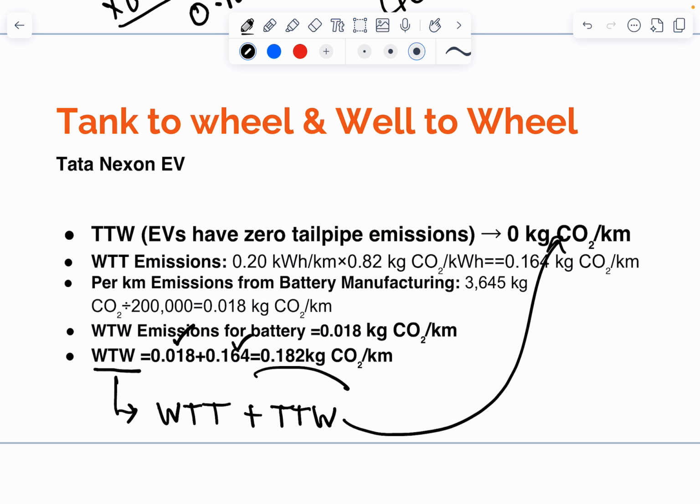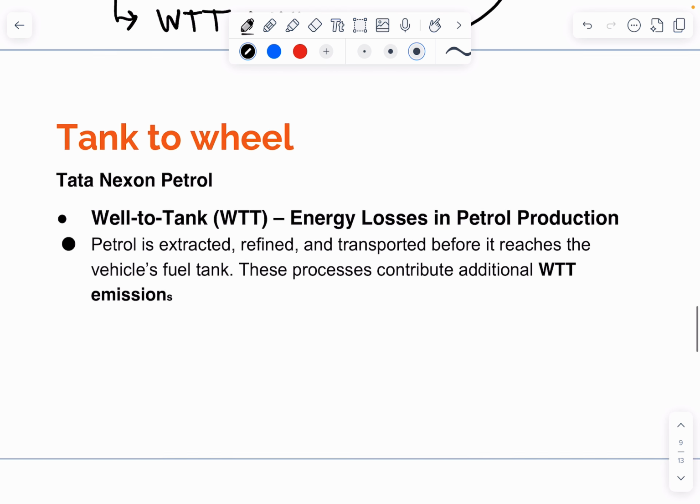So in case of Tata Nexon, with my assumptions, what we have got is that the well to tank emissions are pretty high, 0.182 kgs of CO2 per kilometer, whereas the tank to wheel emissions are zero. In total, which is the well to wheel analysis, the total number for the EV is 0.182 kgs of CO2 per kilometer. I hope it is clear to you.